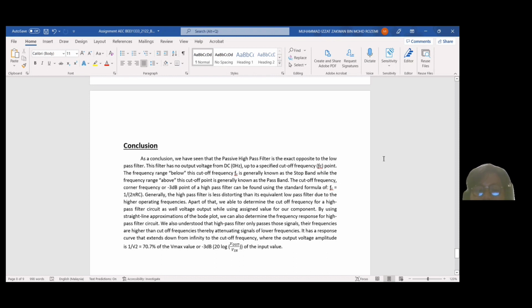It has a response curve that extends down from infinity to the cut-off frequency, where the output voltage amplitude is 1 over square root of 2, equal to 70.7% of the value Vmax, or negative 3 dB, 20 log Vout over Vin of the input value.